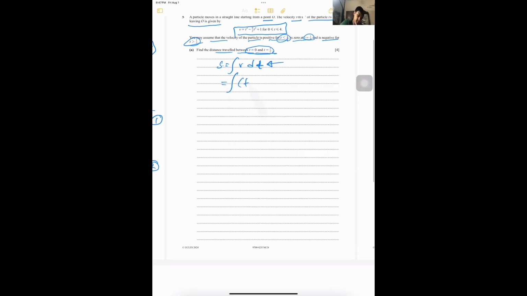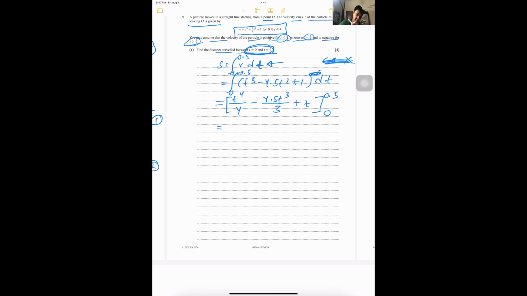Let's continue. The integral of t cubed minus 4.5 t squared plus 1 dt. We'll integrate this: t to the power 4 over 4 minus 4.5 t cubed by 3 plus t. Actually, you can also put the limits together because we have to find the distance. Just place the limits, 0.5 and 0. We just don't have to include the c.